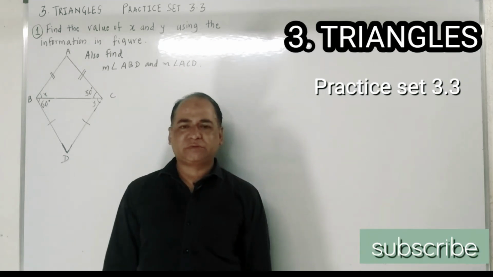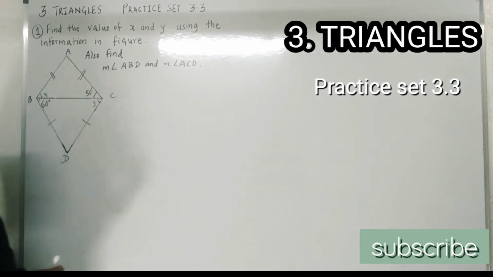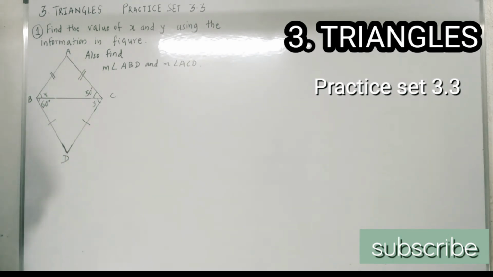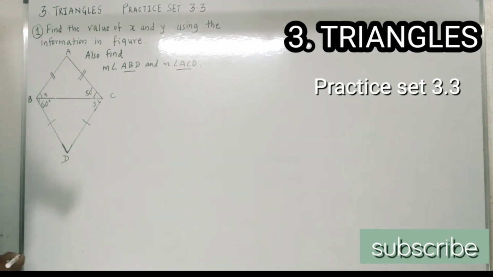Dear students, today we will solve examples of practice set 3.3 from the chapter Triangle. So, first example: find the value of x and y using the information given in the figure. Also find the measure of angle ABD and angle ACD.